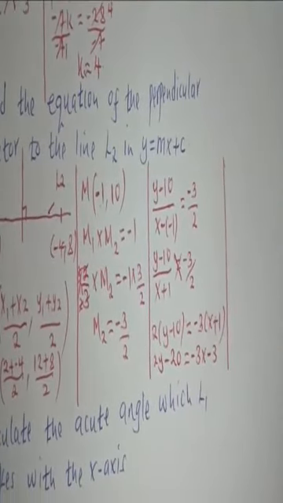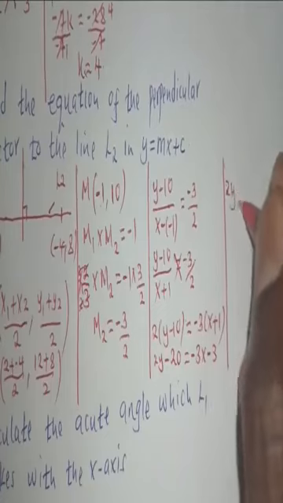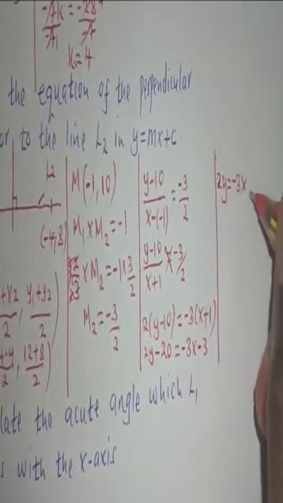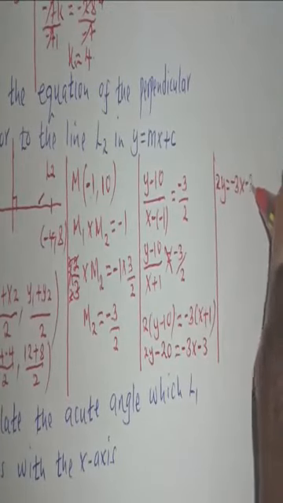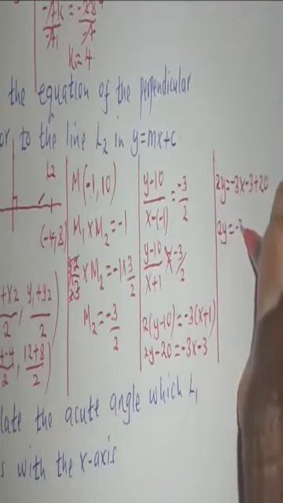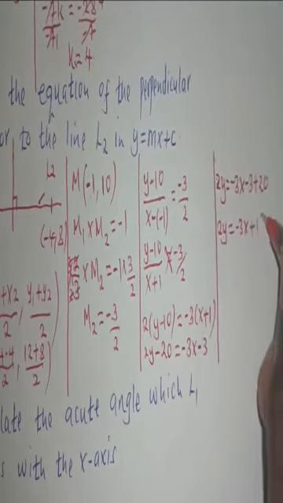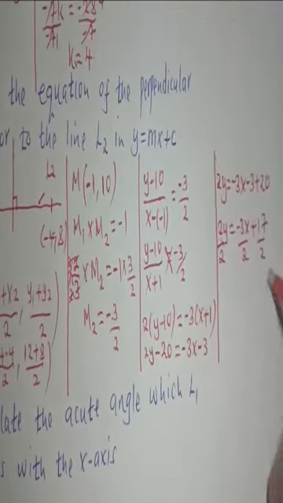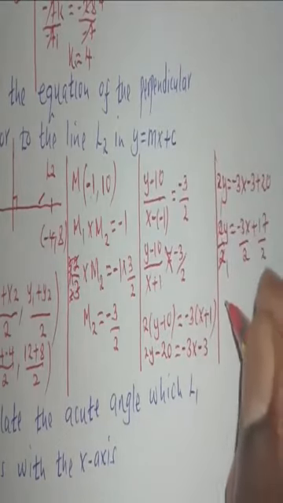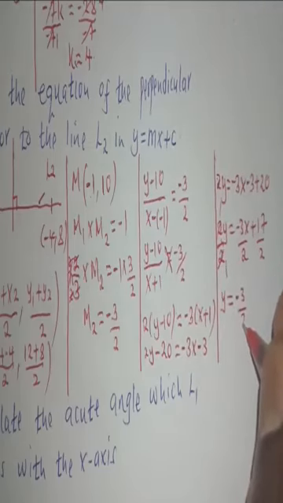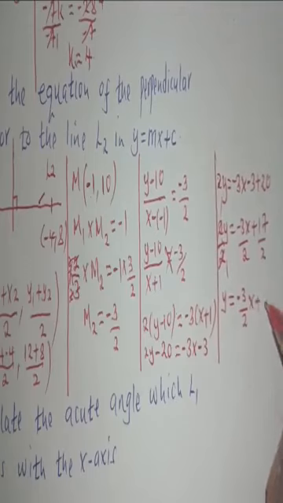So in the form y equals mx plus c, 2y equals negative 3x minus 3 plus 20. So here we have 2y equals negative 3x plus 17. So when you divide by 2 on both sides, 2 divided by 2 is 1, so it remains with y equals negative 3 over 2 x plus 17 over 2.